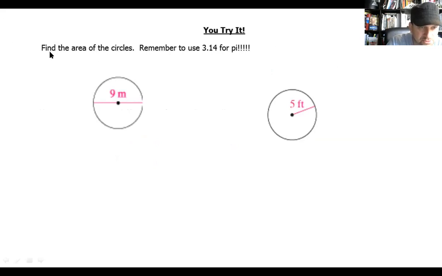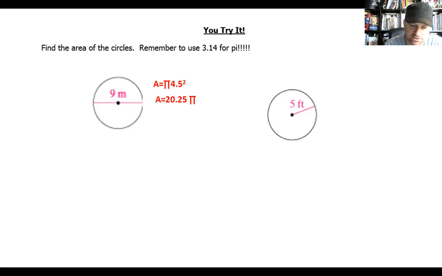So in this example, we want to find the area. So to find the area, we need the radius, but we're given the diameter. So if you're given the diameter, what do we have to do? We have to divide by 2. So we have a radius of 4.5. So we have 4.5 squared again, and we'll have another answer of 63.6, which rounds to 64.